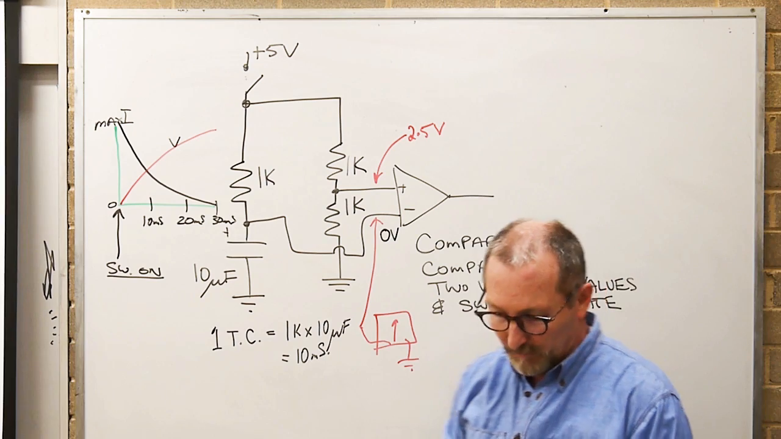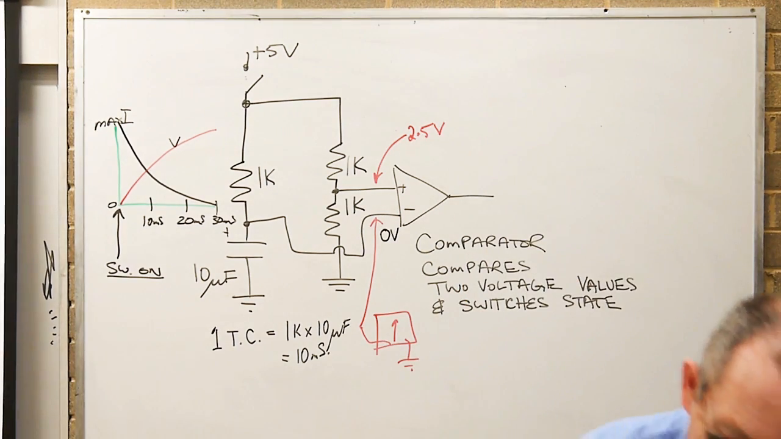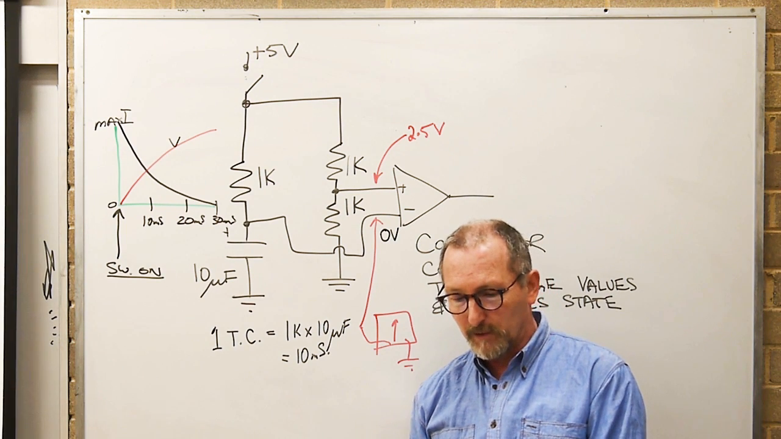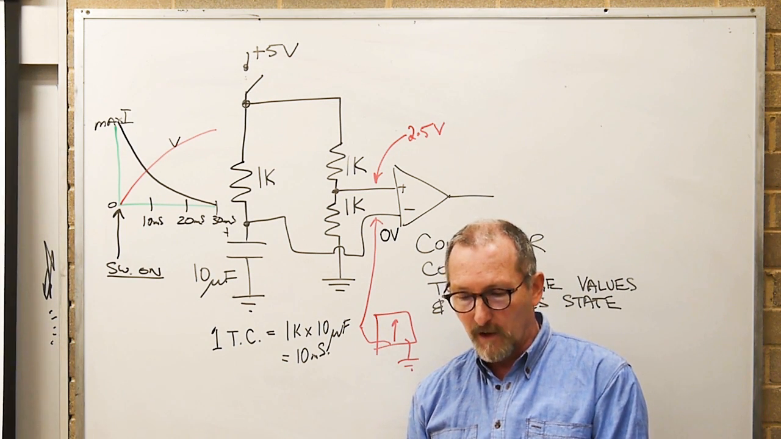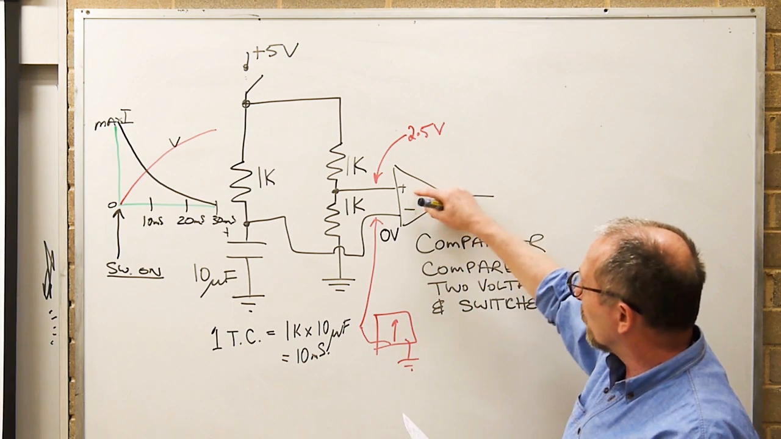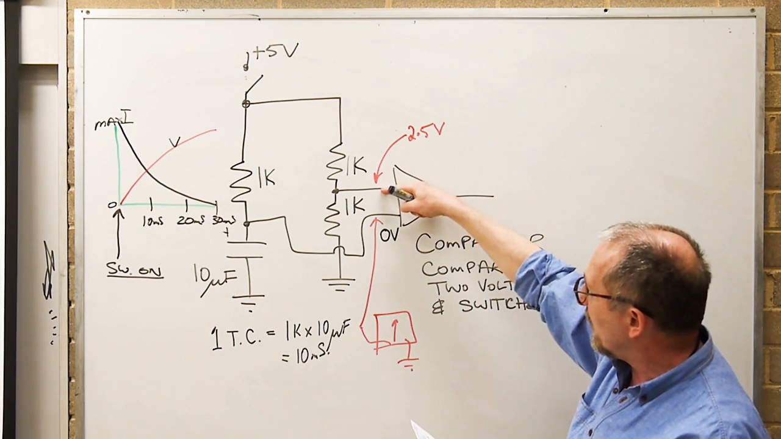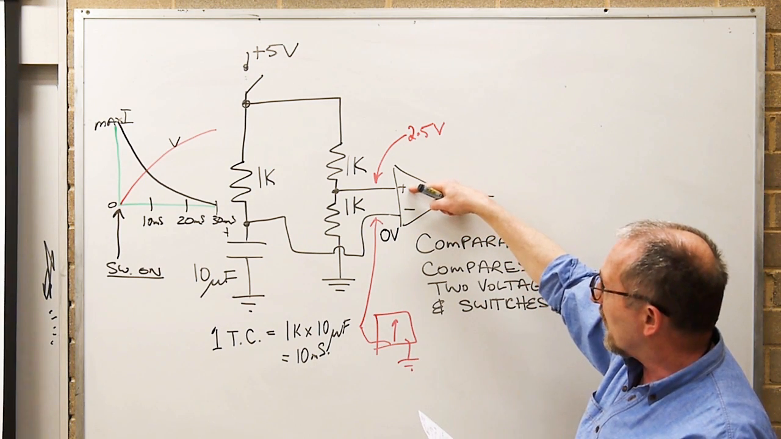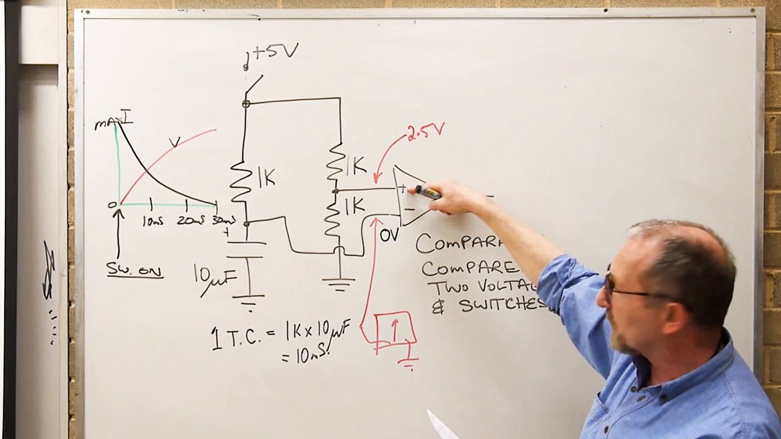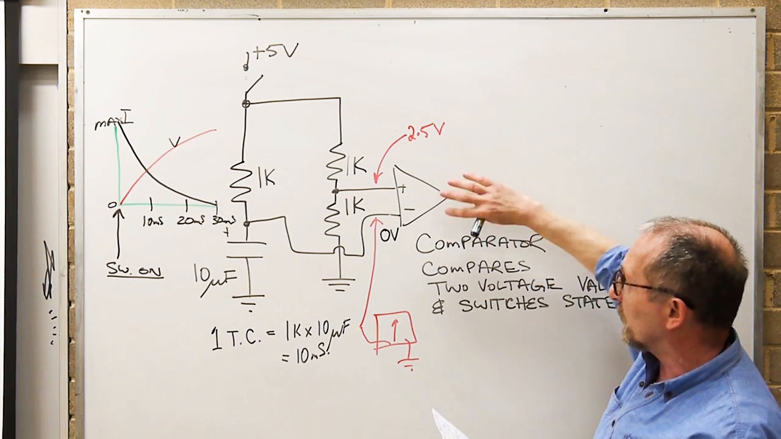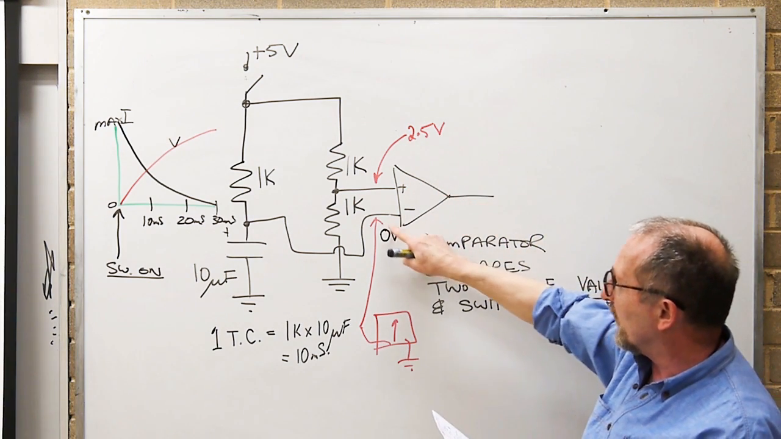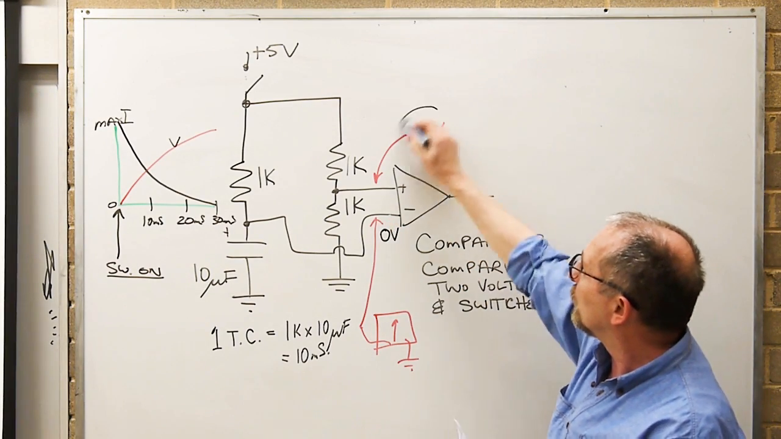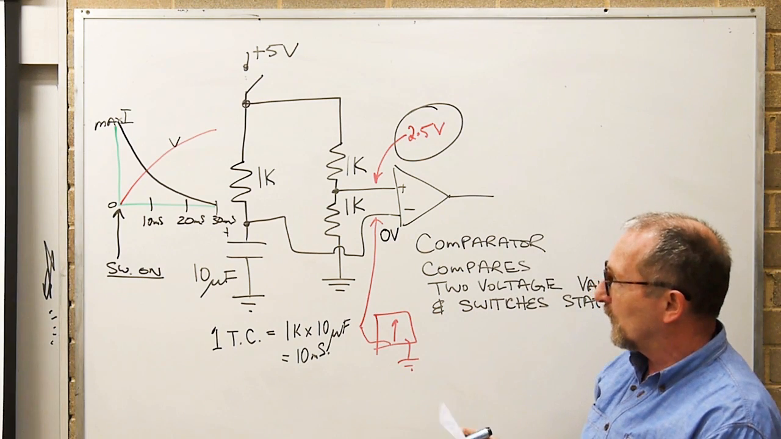The question went on to say, after how many time constants will the comparator change its output state after the switch is closed? Well, what this is doing, it's looking at the voltage here, and it's saying when this voltage here slightly gets higher than that, by just a tiny fraction, the output here is going to toggle, it's going to flip. So in other words, how long will it take for this voltage here to reach 2.5 volts?